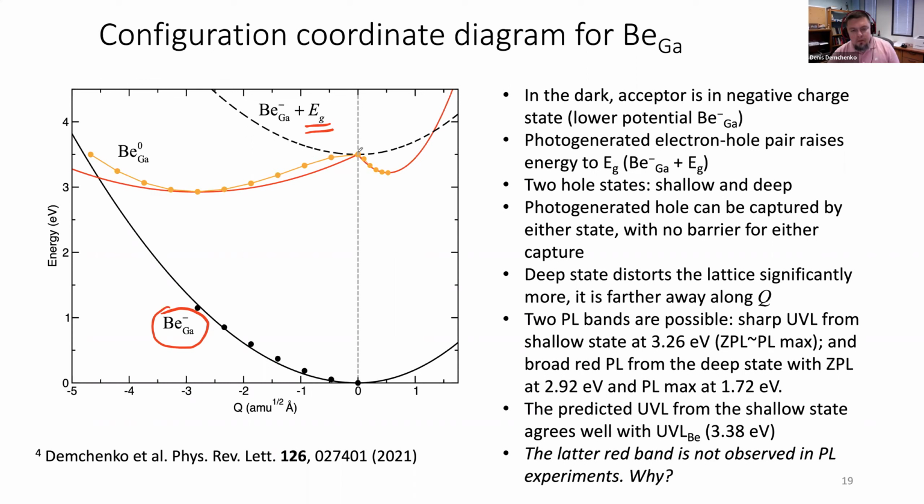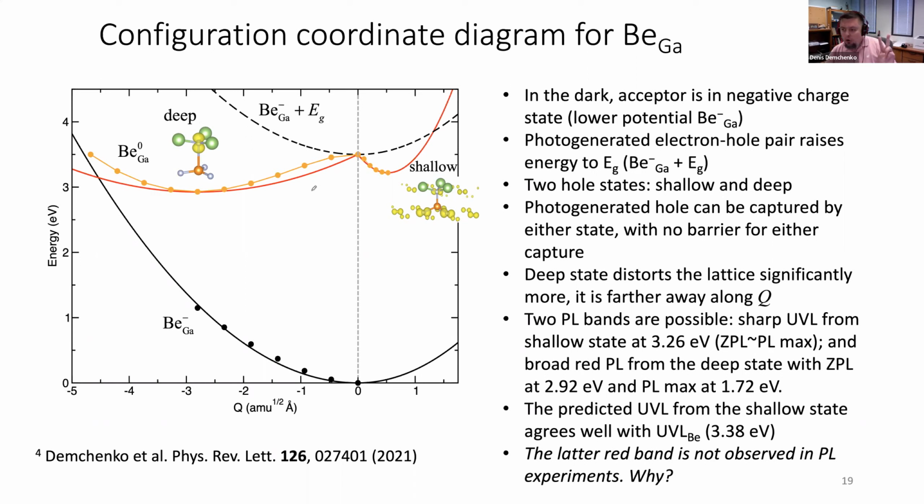From here, the photogenerated hole can be captured by two different states of the acceptor I just showed you: by the shallow state and the deep state. The shallow state is big and delocalized. The deep state is very small and very localized, with very large lattice relaxation and very large lattice distortions, which is why it's really far away along this coordinate Q from the negative charge state. It takes a lot of lattice distortion to get to the small polaron.